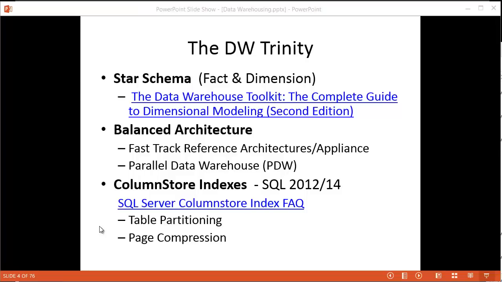So with those three things in mind, even someone with relatively little experience with data warehousing, if they follow those three things, the end result will be a very good data warehouse, one that most likely will meet their needs and perform well, which I hope is the main focus and emphasis of this.